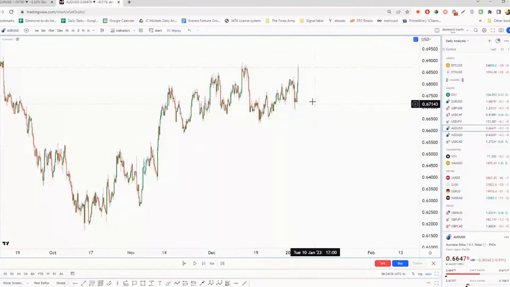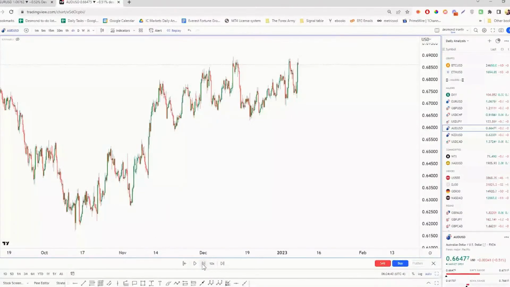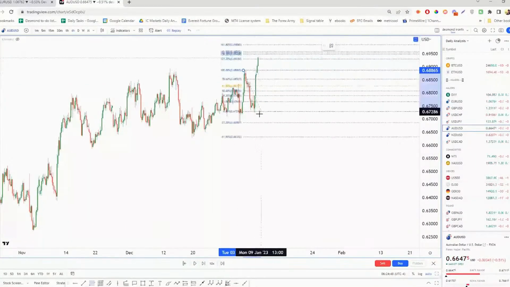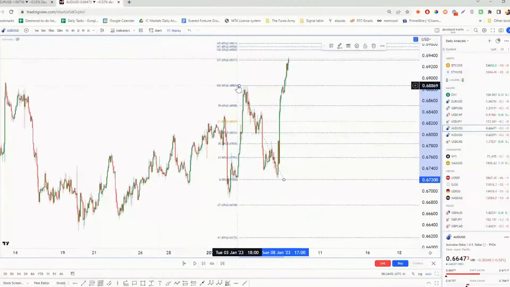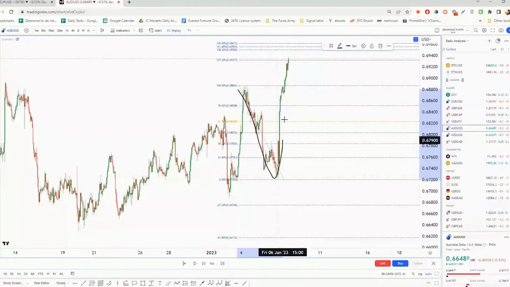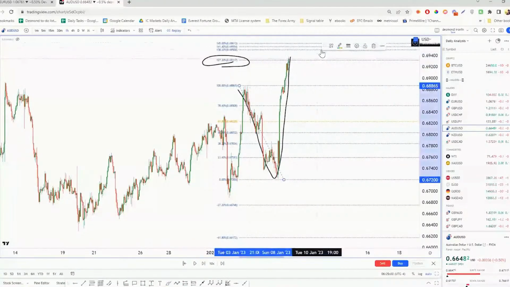Let me just make sure I get this right. So as you can see over here, very nice Fibonacci extension. This is a nice little Nike tick that you're looking at. You can see it's a very, very nice Nike tick. And it comes all the way up to here, this 127. Okay, I'm going to leave this 127% over here.